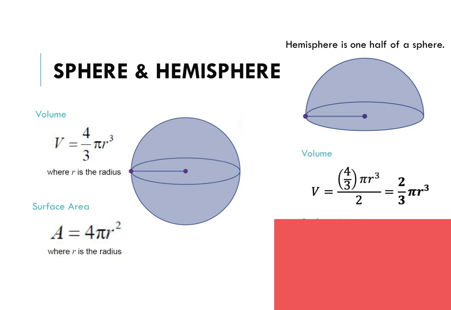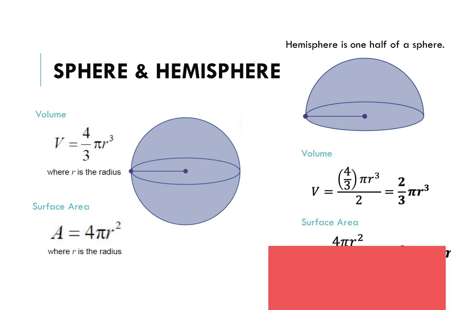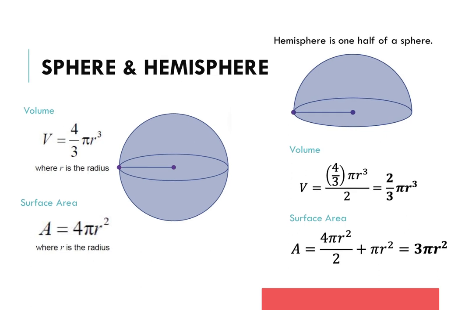And then for the total surface area, we have to be careful about this one, because now what we've created is, yes, half of the outer layer is there, but we now have a whole circle which is also there, so we have to include also the area of the circle. So the total surface area for a hemisphere, we have the circle plus half of the outside layer, so we get 3 pi r squared.